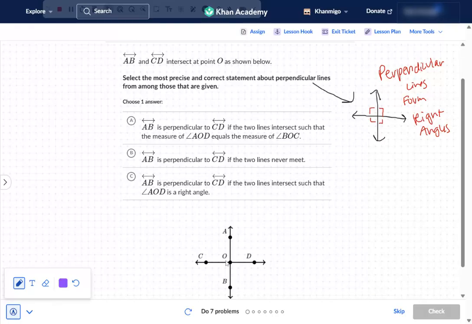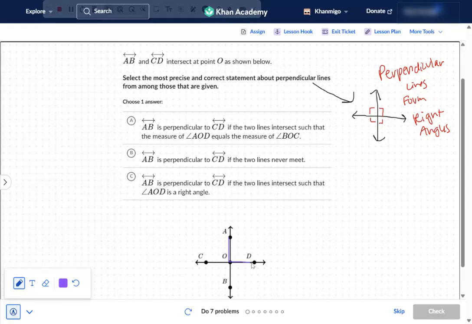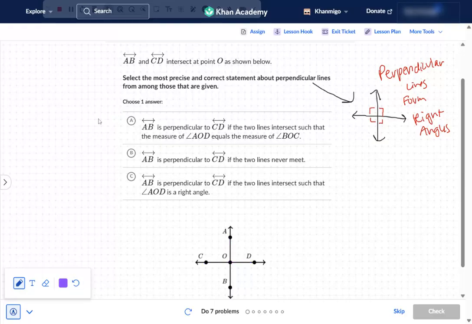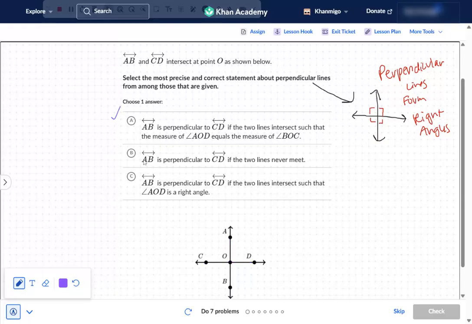Option A: line AB is perpendicular to CD if the two lines intersect such that the measure of angle AOD equals the measure of angle BOC. Yep, so all of them will be equal to 90. So far that one looks good. But let's just make sure. Let's keep checking. Option B, AB is perpendicular to line CD.